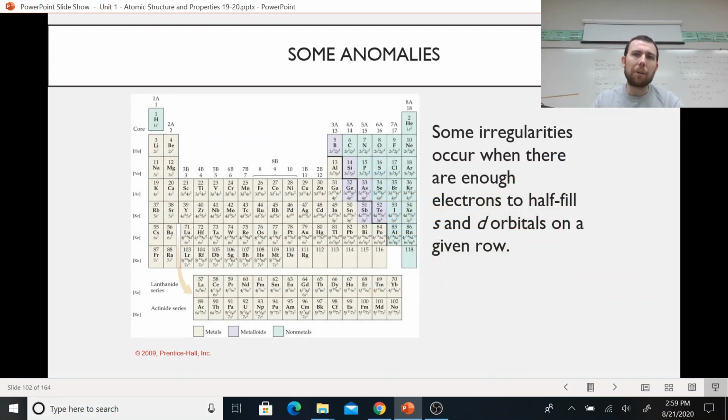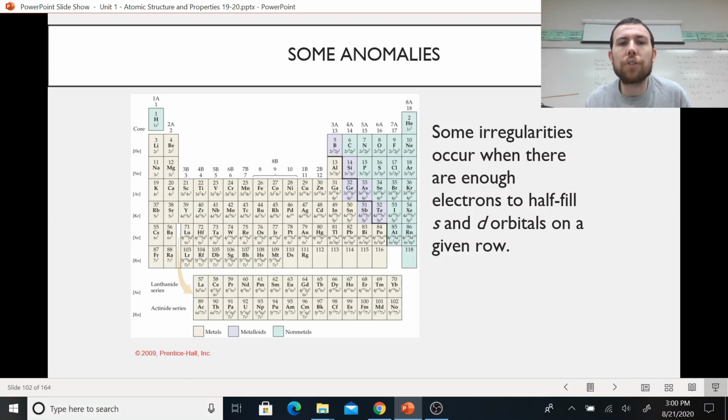Now, the fun thing about chemistry, which maybe many of you remember, maybe you don't, is that in honors chemistry, you were probably told that there are some irregularities or anomalies that occur on the periodic table that don't follow the rules like we would expect. Those anomalies are going to occur when there are electrons that are able to half-fill s and d orbitals on a given row.